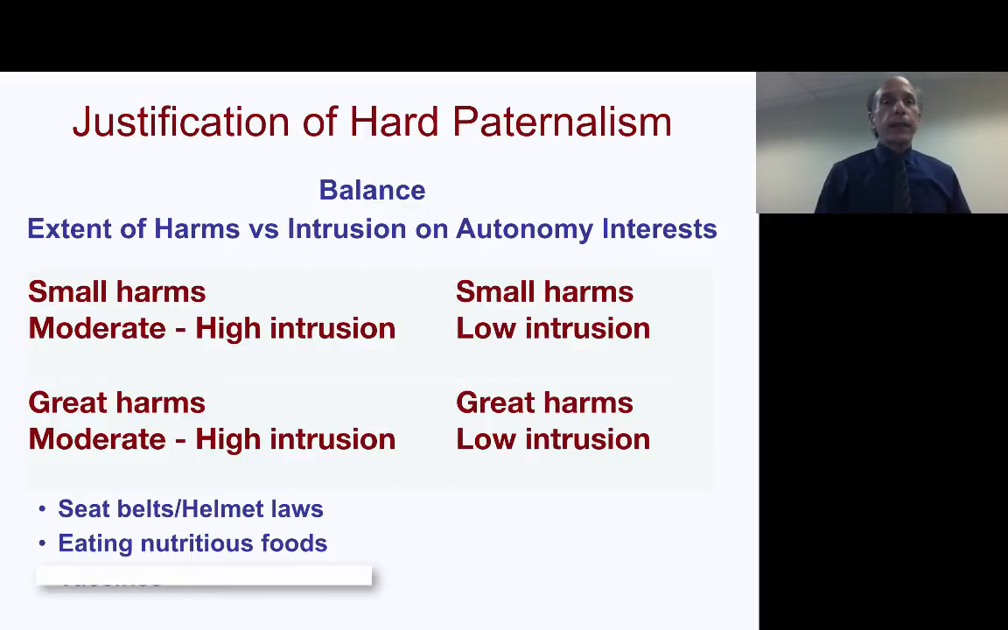An action that could prevent great harms but have a low intrusion on autonomy would be considered justification for a hard paternalistic action. Similarly, depending on the type of action, something that could promote healthy living may be considered as preventing great harms to self and society but having a low autonomy interest, such as food labeling. And this would also justify that paternalistic action.